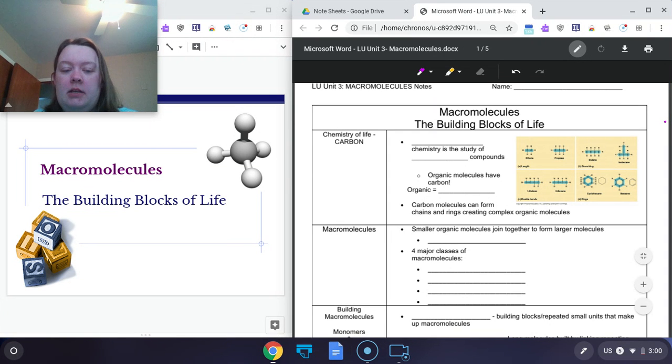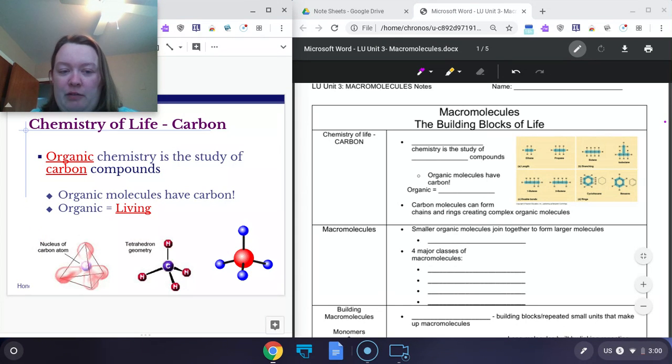All right, welcome back. Today we're going to be talking about macromolecules, which are going to be the building blocks for all of life. So, before we can start talking about this, we have to talk about the chemistry of life, because in biology we're learning about life. We need to know what the foundations of life are.